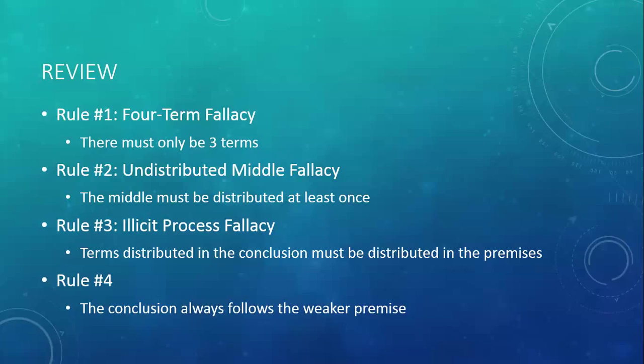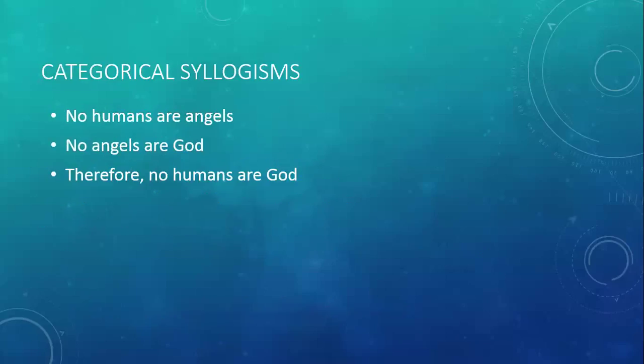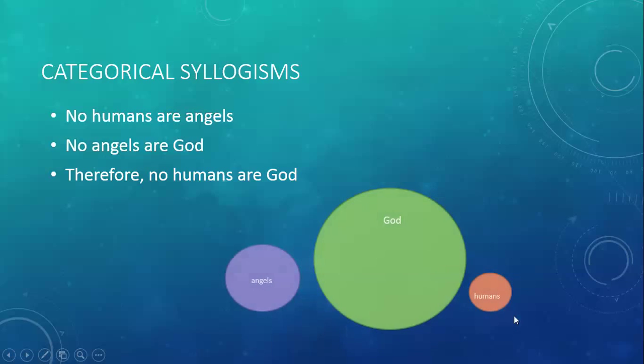All right, let's get into our first fallacy of the day, rule number 5. No humans are angels. No angels are God. Therefore, no humans are God. Now, we would diagram it like this, right? No humans are angels. All the humans are outside of all the angels. And no angels are God. All the angels are outside of God.